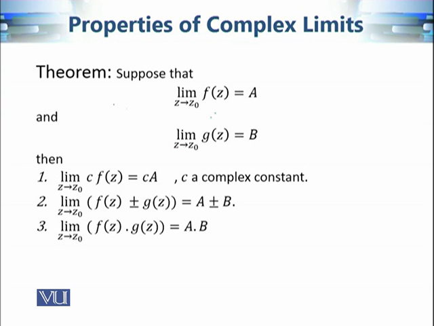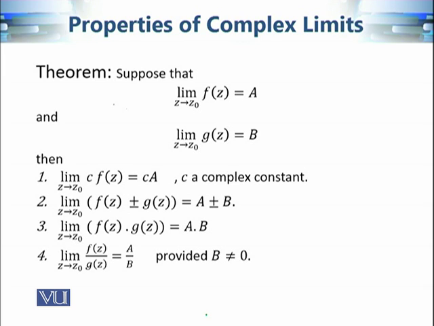And similarly, if we multiply these two complex valued functions and then calculate the limit as z approaches z0, it is the same as multiplying these two limiting values a and b. And on the same lines, if we are calculating the limit of the quotient of these two complex valued functions, then it is the same as taking the quotient of the limits, and of course in this case again b should not be equal to 0 because division by 0 is not allowed.